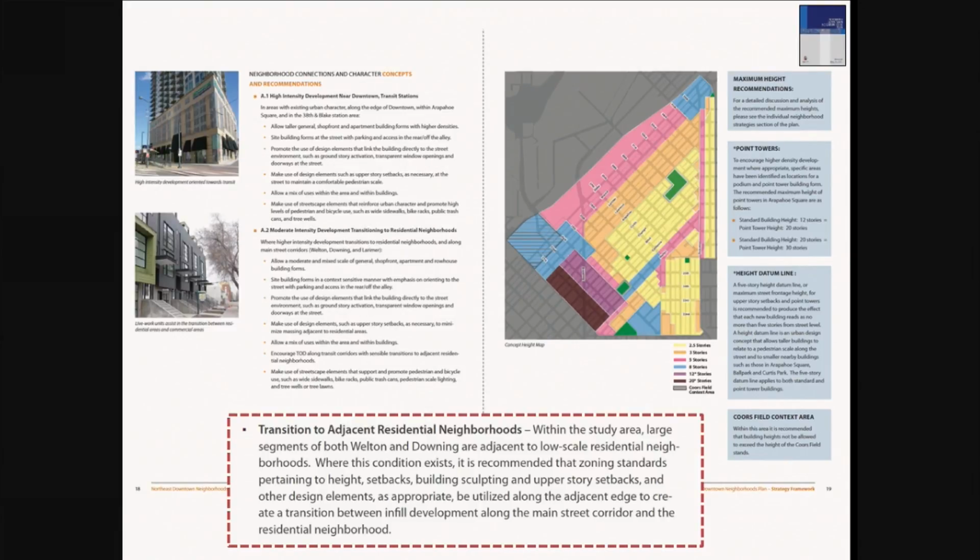Well, also in the plan, I called out this text here. We said every time you transition to an adjacent neighborhood, you're right up against it, the buildings need to step down. They can't just go straight up from the alley line, 5 stories or 8 stories. The building itself needs to step down or needs to be back away from the small residential uses behind it.